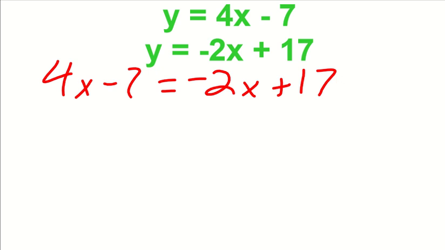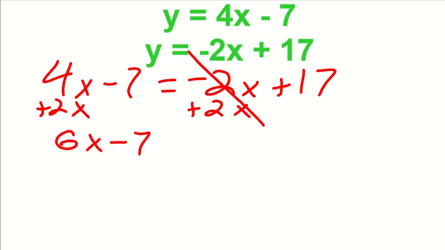There are no parentheses or anything like that with our substitution. Then we're solving. Nothing to distribute, no like terms to combine, so we start with moving the variable. I got a minus 2x. That's the lower one, so I'm going to move it by doing the opposite, and we do it to both sides. It cancels out there. That gives me 6x minus 7 on the left equals 17.